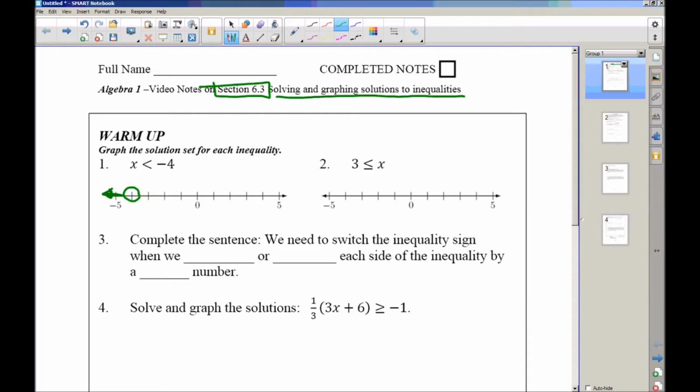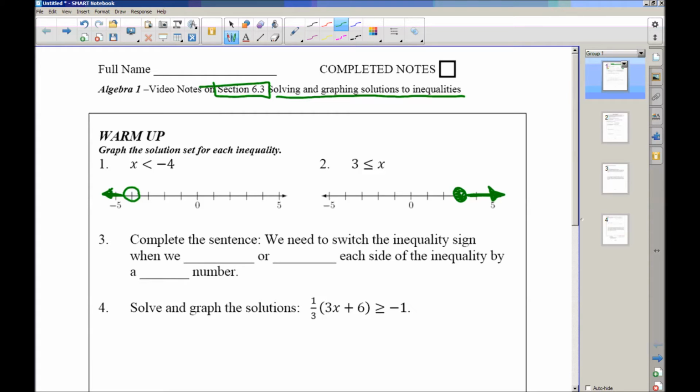Okay. Number 2, this says 3 is less than or equal to x. So 3 is smaller than all the solutions, but also 3 is equal to a solution. So I'll put a filled in circle on 3. And this says the solutions are bigger than 3, or 3 is smaller than solutions. So things that are bigger than 3 are on this side.